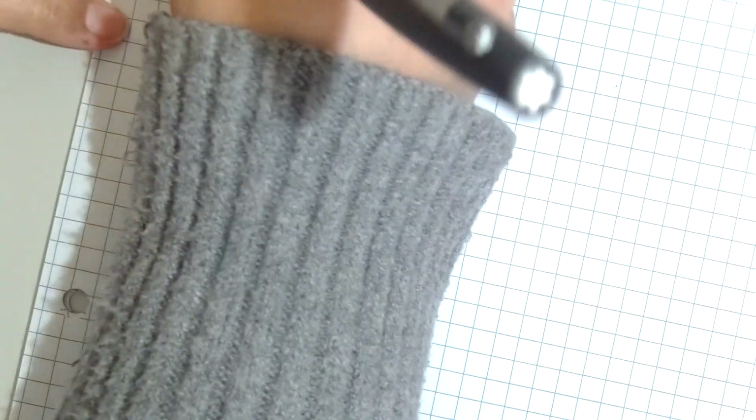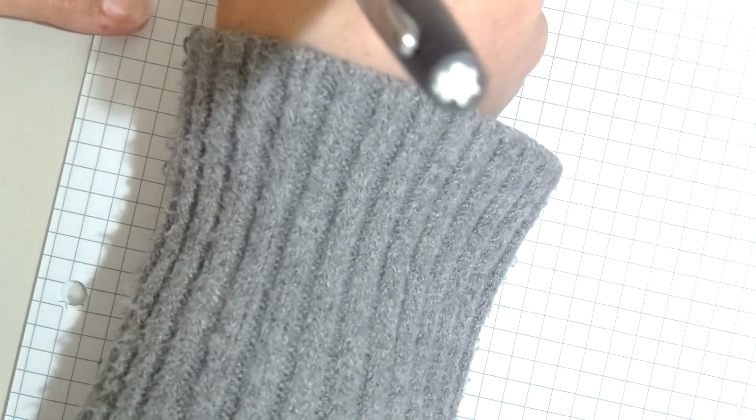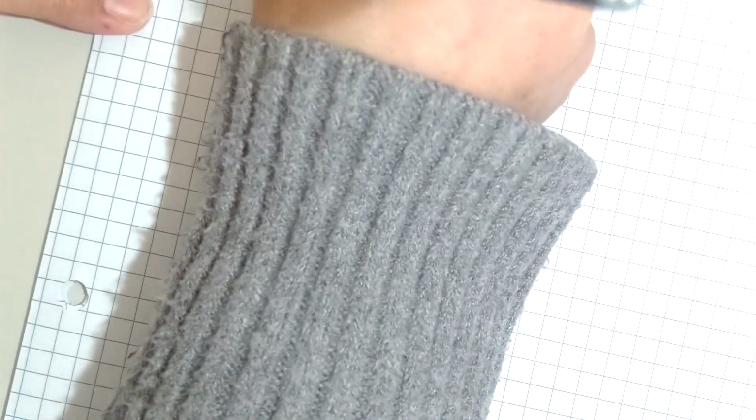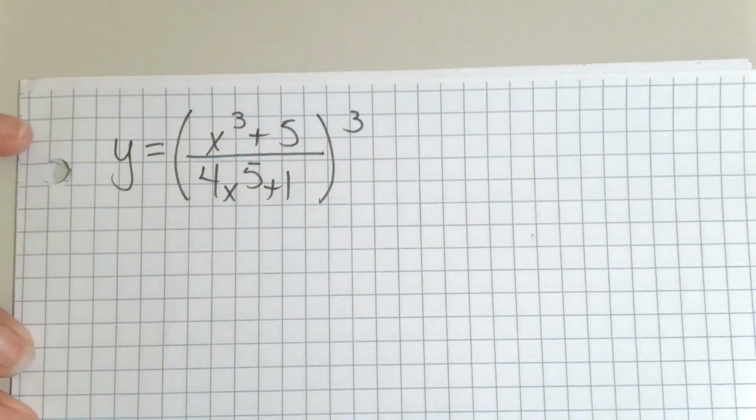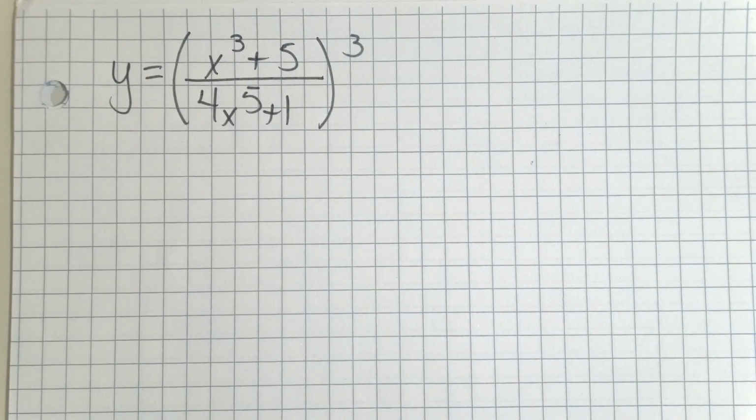You ready? Okay. I need to find the second example. There it is. Here we go. Y equals x cubed plus 5 over 4x to the 5th plus 1, all cubed.